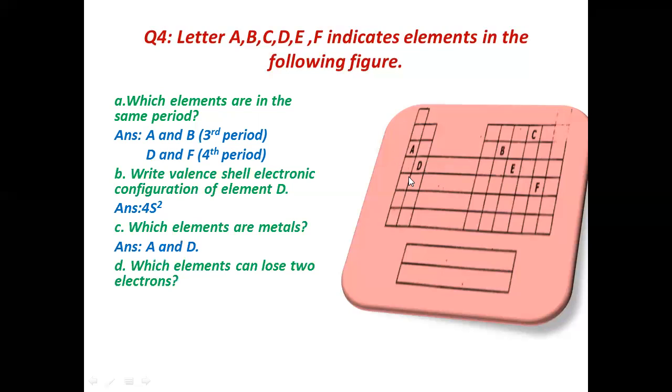Which element can lose 2 electrons? As group number 2 elements have 2 electrons in their outermost shell, they can lose 2 electrons. So D is an element of group 2, so it can lose 2 electrons. In which group is E present? E is present in group number 5.